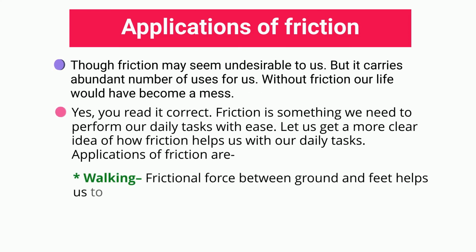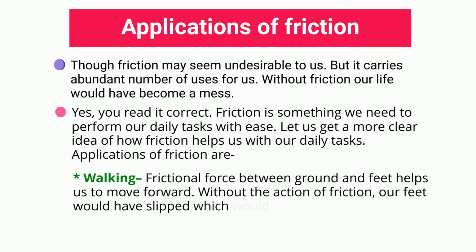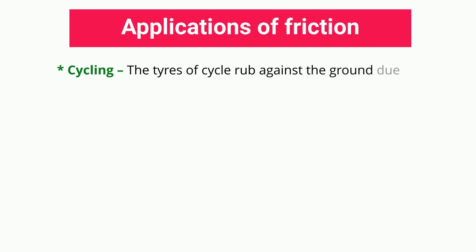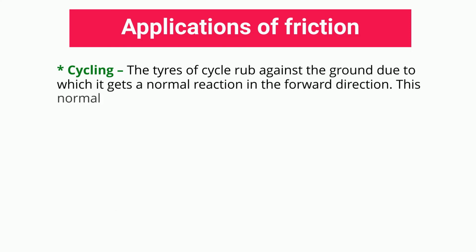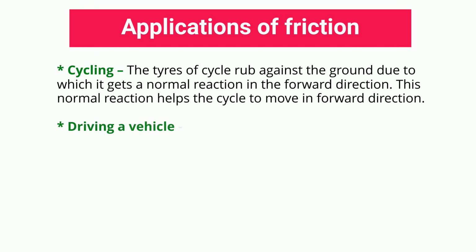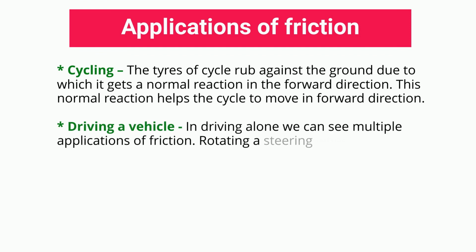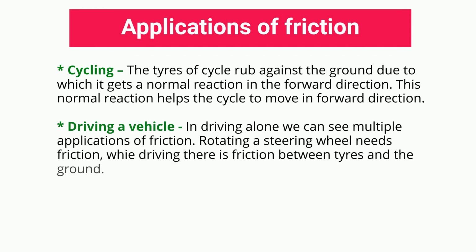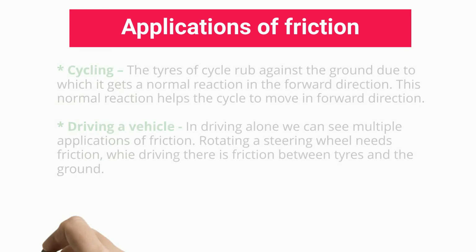Walking. Frictional force between ground and feet helps us to move forward. Without the action of friction, our feet would have slipped, which would make it hard for us to move forward. Cycling. The tires of the cycle rub against the ground, due to which it gets a normal reaction in the forward direction. This normal reaction helps the cycle to move in the forward direction. Driving a vehicle. In driving alone, we can see multiple applications of friction. Rotating a steering wheel needs friction, and while driving there is friction between tires and the ground.